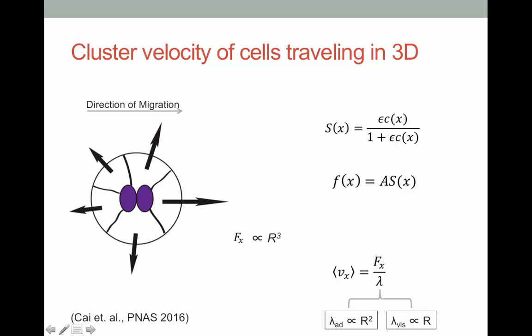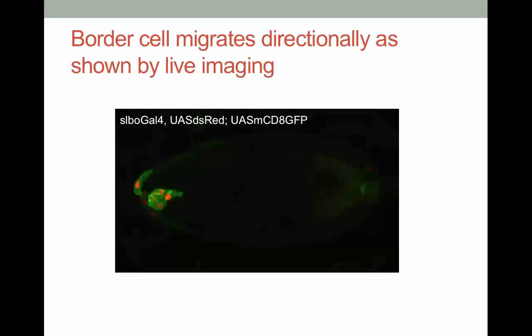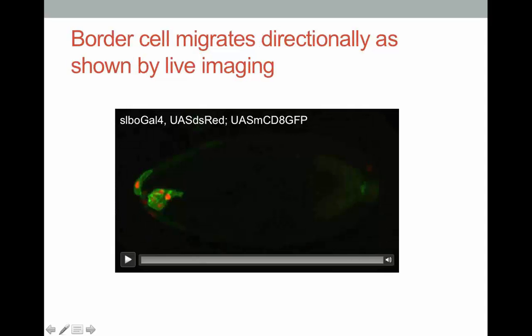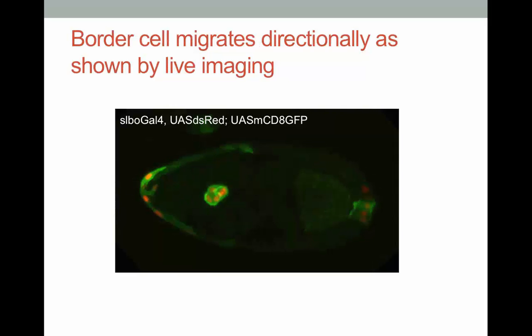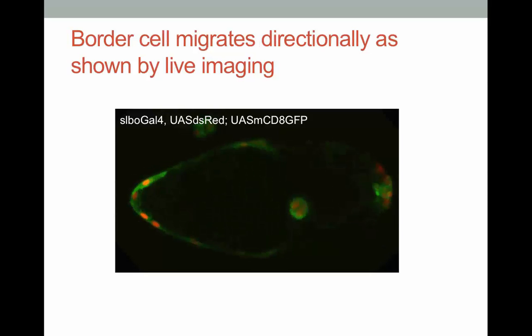So we don't know the relative contribution of these two lambda here. But later we found out that actually the viscous drag at a larger R is really dominant when the cluster becomes bigger. So this movie I've shown you before is a wild type border cell migration movie. Since in a wild type situation there can be a varying number of border cells in the cluster, we can extract this information by looking at a bunch of wild type movies and then get the cluster diameter and velocity.